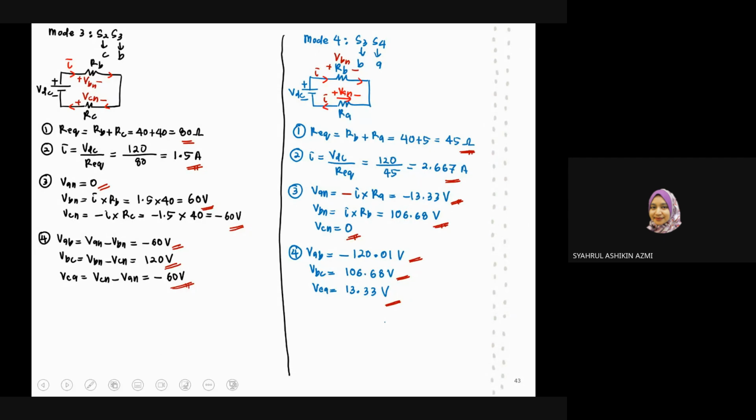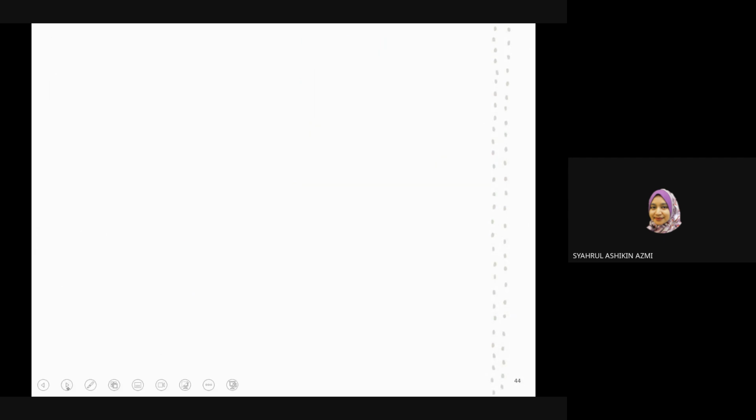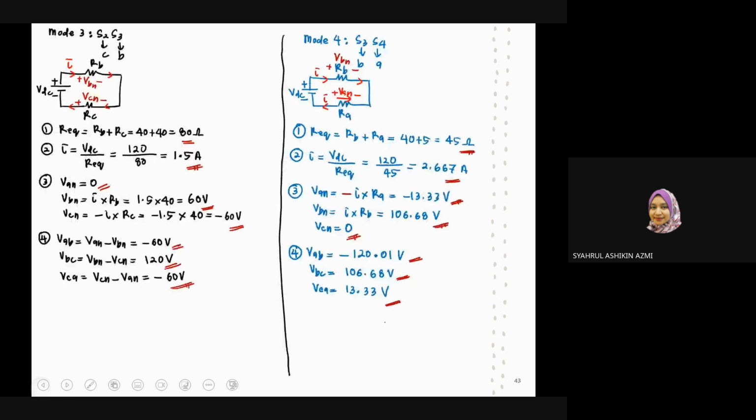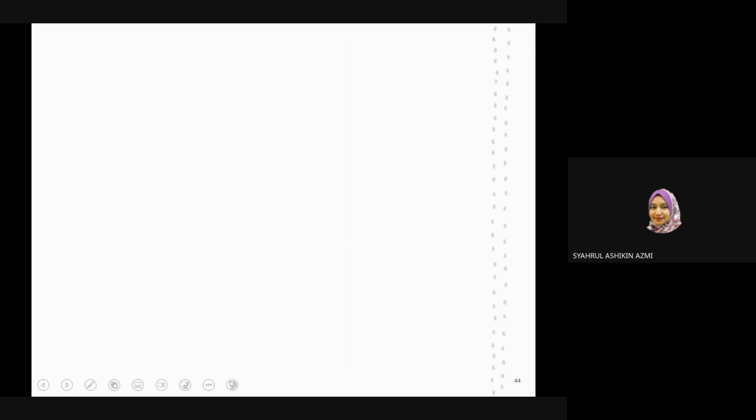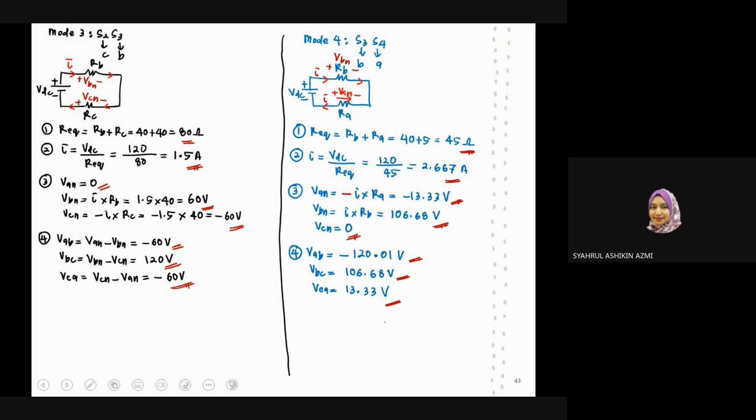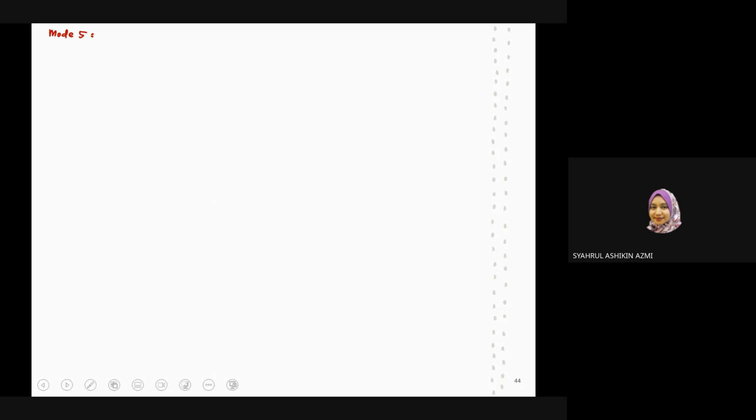Alright? Okay, so you need to do mode number 5 and 6, yeah? Okay, mode number 5. Now you need to give me the answer. It will be S4 and S5. Okay, S4 is the bottom switch for phase A. S5 is the upper switch for phase C.